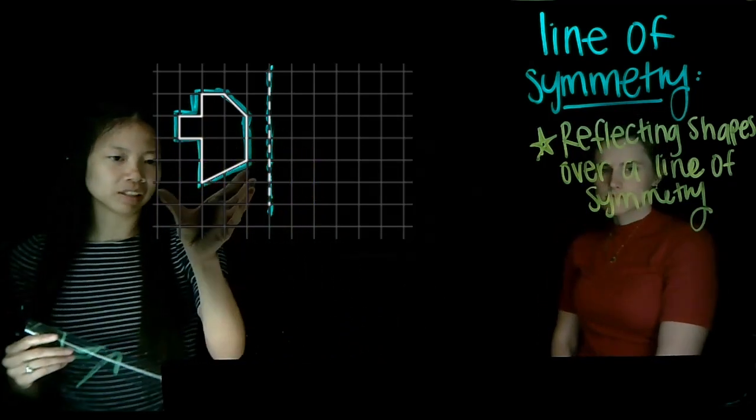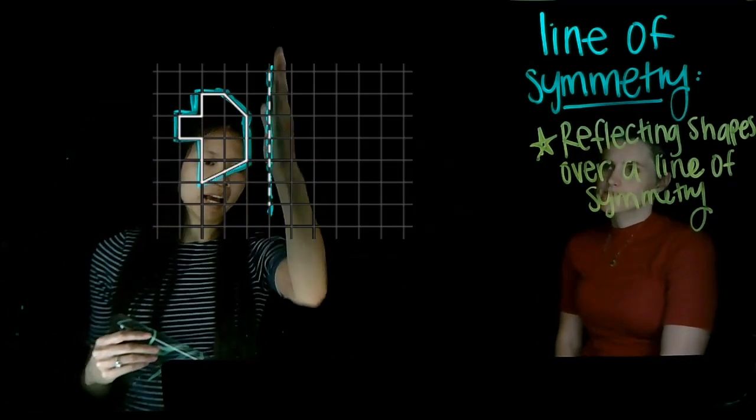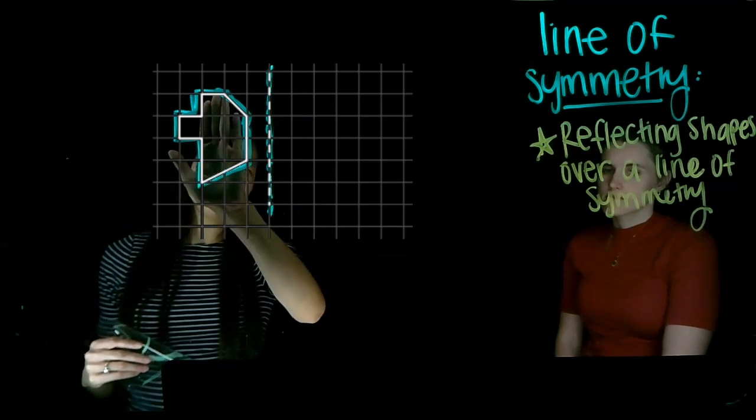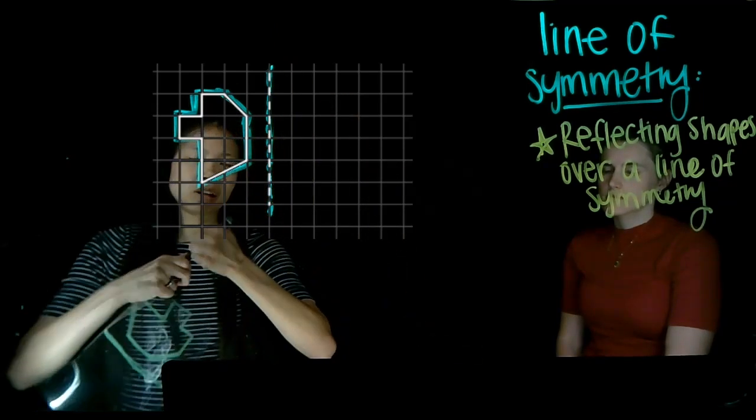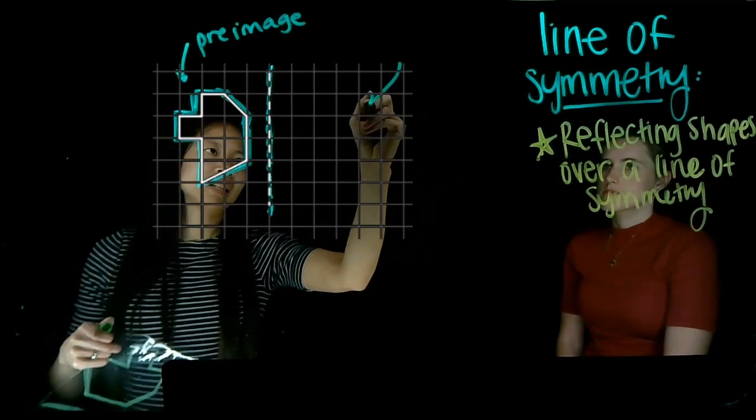All right, now we're going to talk about reflecting shapes over a line of symmetry. So here we have this funky looking shape, and we've got our line of symmetry, and we want to see what is going to be the resulting image. So this is what we call a preimage. When we reflect it, that is called our image.